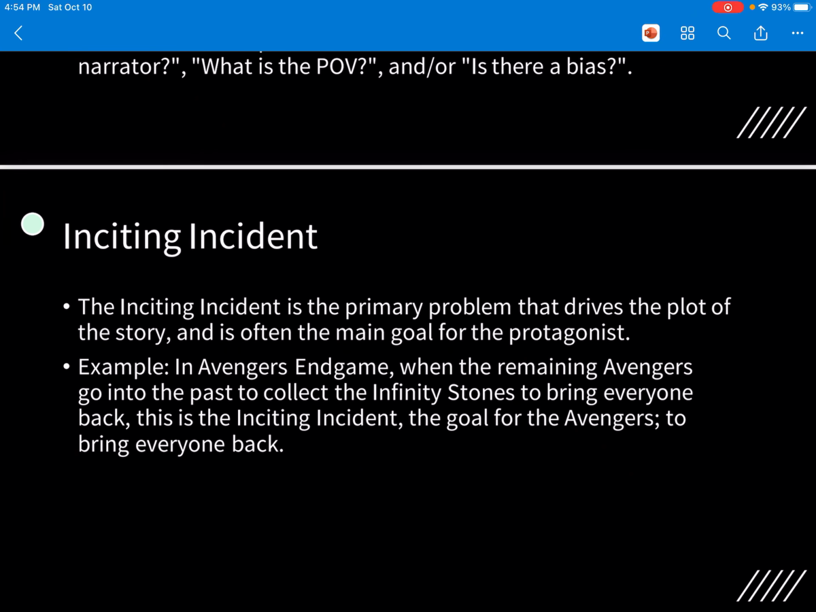Next, we move on to the second part, the inciting incident. The inciting incident is the primary problem that drives the plot of the story and is often the main goal for the protagonist. Example, in Avengers Endgame, when the remaining Avengers go into the past to collect the Infinity Stones to bring everyone back, this is the inciting incident. It is the goal for the Avengers to bring everyone back.